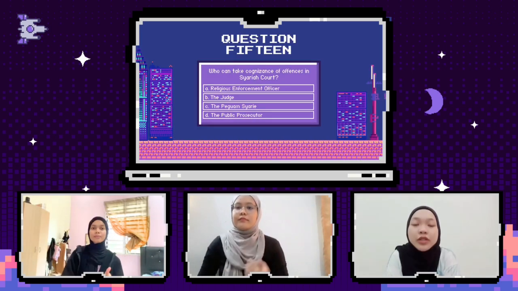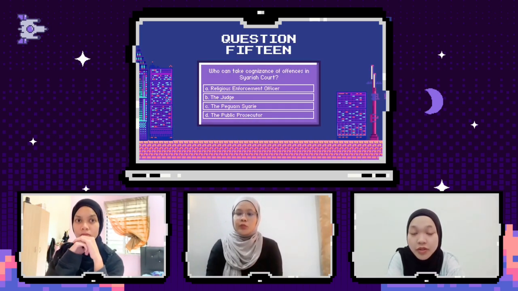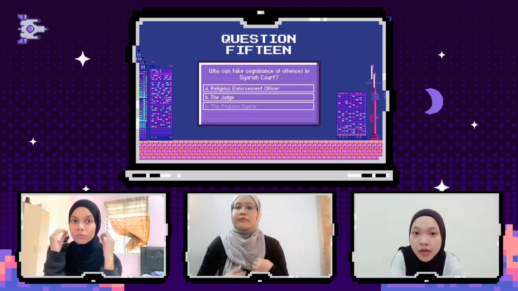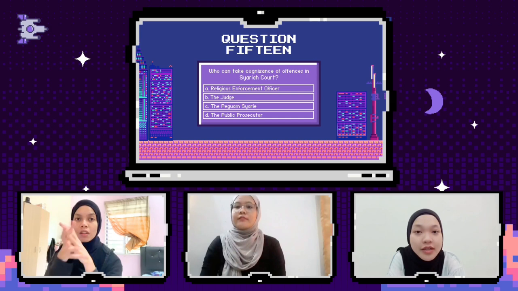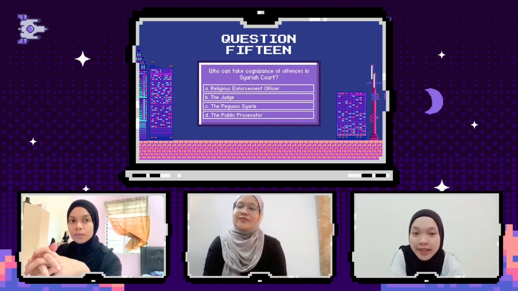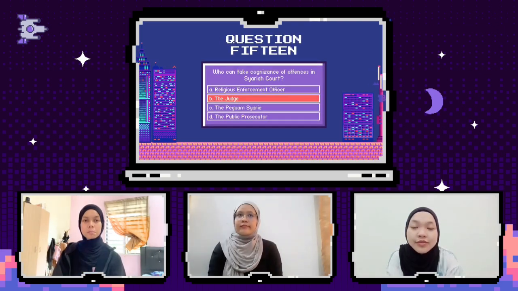Alright, last question. Okay, last question. Who can take cognizance of offences in Sharia court? A. Religious enforcement officer, B. Judge, C. Peguam syar'i, D. The public prosecutor. Aku rasa kita jawab B.